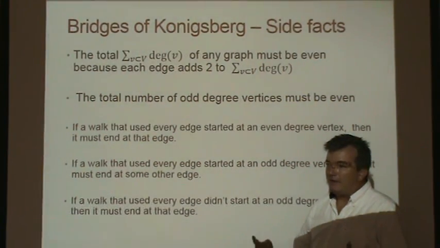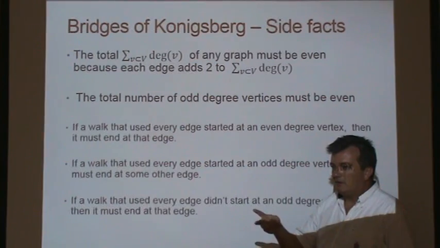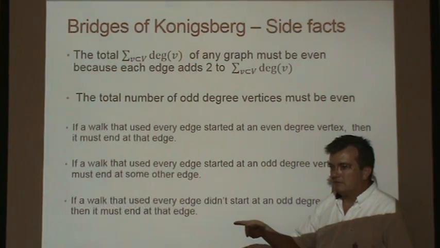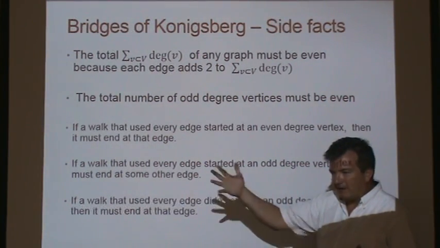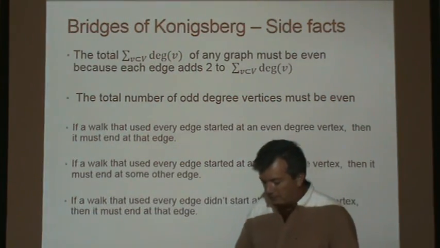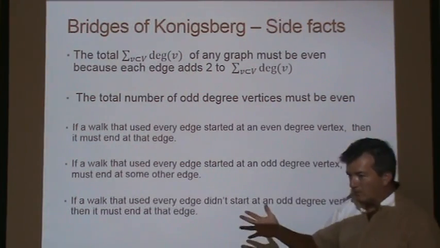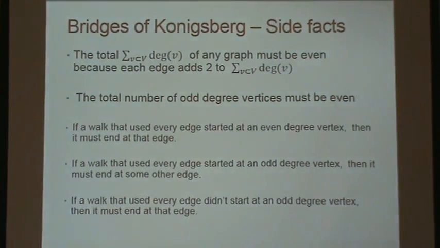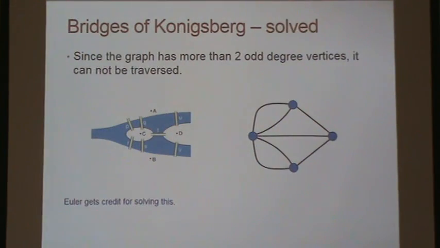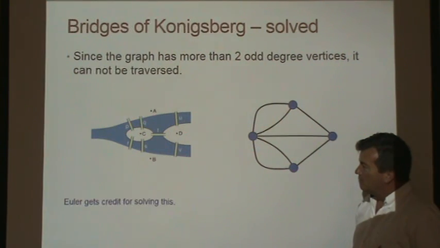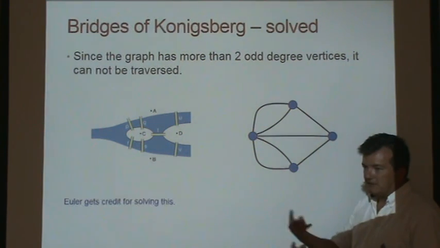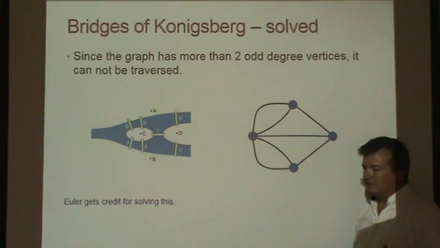And if it has more than 2 odd degree vertices, like 4 of them, it has to have a total even number. But if it had more than 2, let's say it had 4, then you wouldn't be able to do the walk, because you wouldn't be able to start and stop at 4 different places.